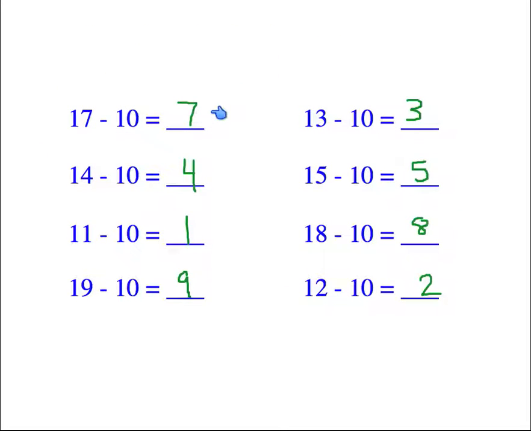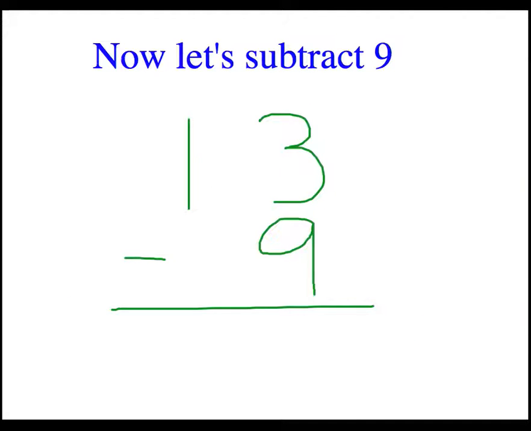Okay, here's the answers. Go ahead and check to see if you got them all right. Notice it's just going to be the number from the ones place in the number that you started with. Now let's use what we know about subtracting 10 from two-digit numbers that are in the teens, and let's think about subtracting 9 now. It seems a lot harder, but it's not really.